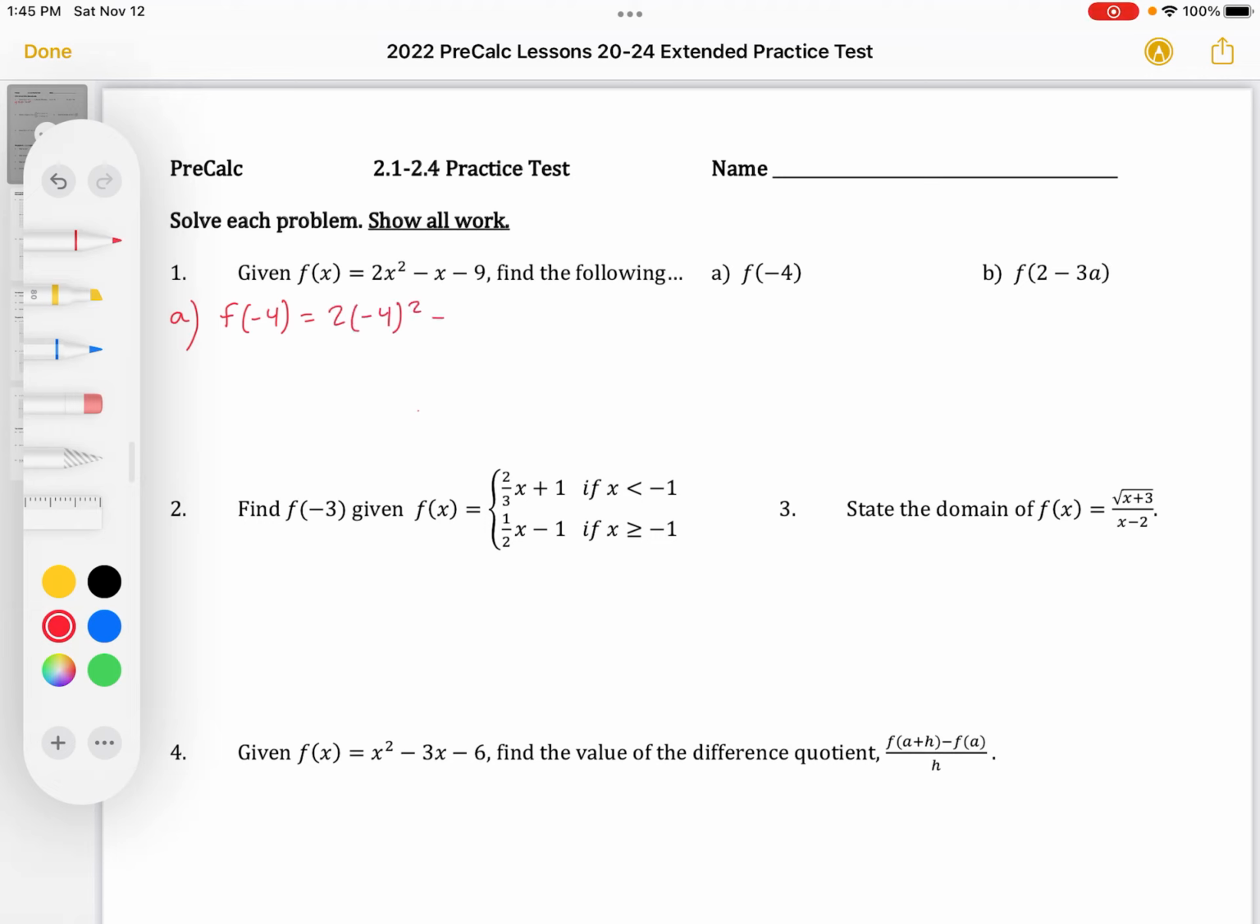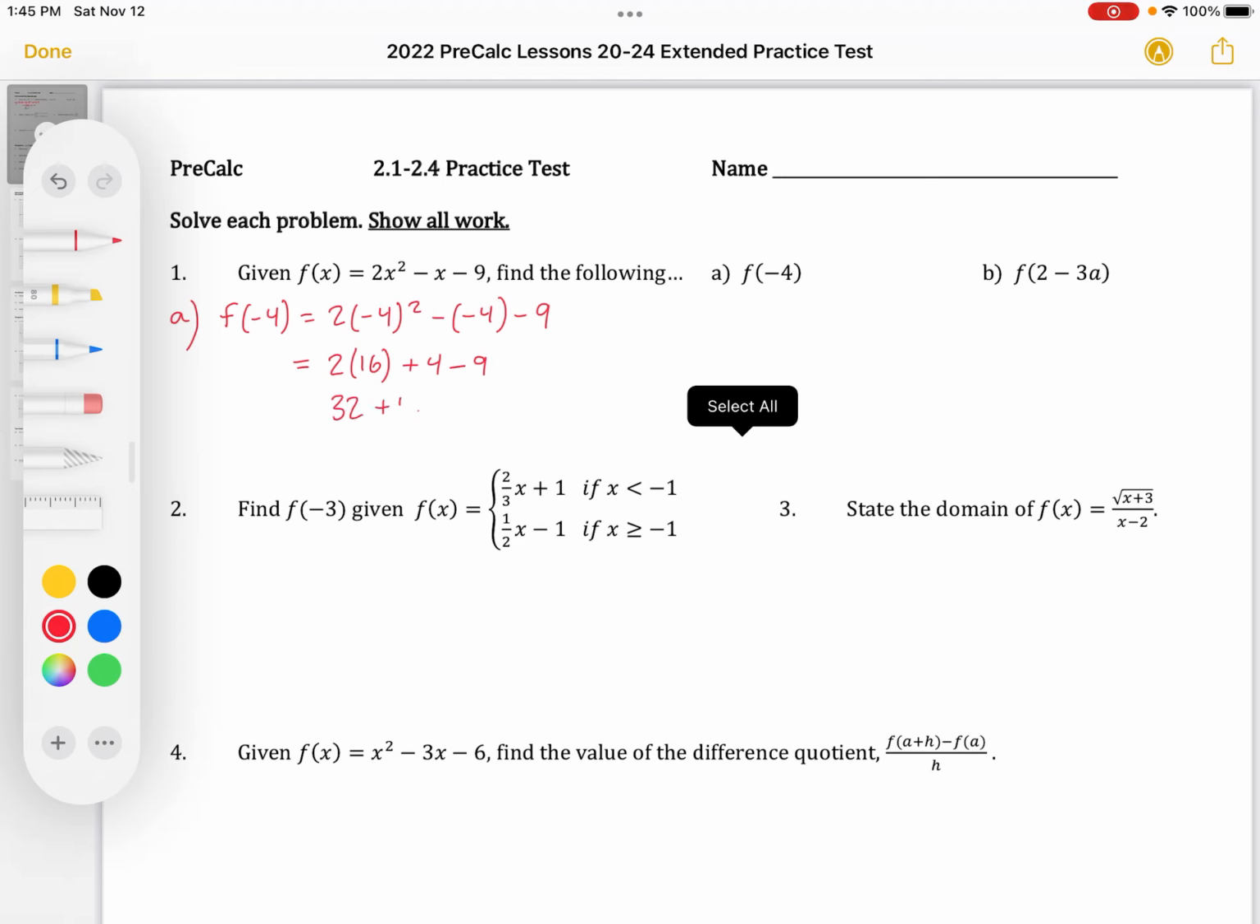And all that means is everywhere you see x, you're going to plug in -4. So we have 2 times -4 squared minus -4 minus 9. First thing we're going to do is -4 squared, which is 16. So this is 2 times 16. Minus -4 means plus 4, and then we have that minus 9 at the end.